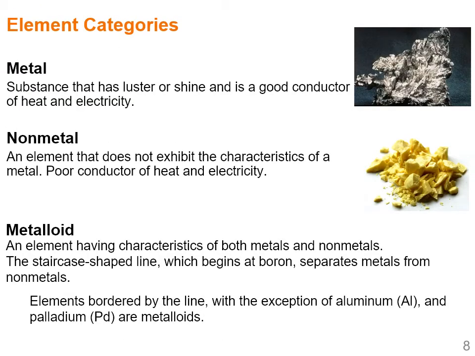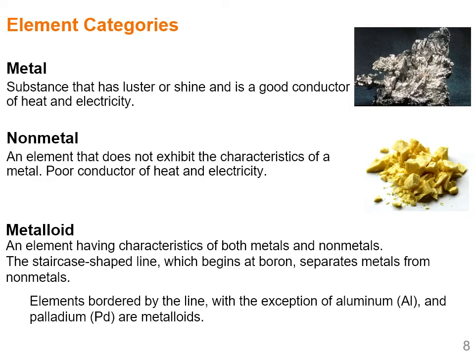There are different kinds of elements in nature, and the periodic table does a good job in organizing them in certain places. We have metals. These are substances that have luster and are good conductors of heat and electricity, such as silver. We have nonmetals. These are the elements that do not have luster, and they are poor conductors of heat and electricity, the opposite of metals, such as sulfur.